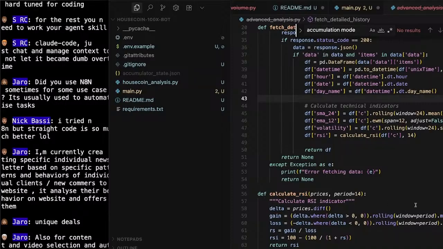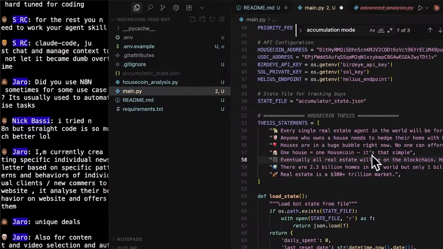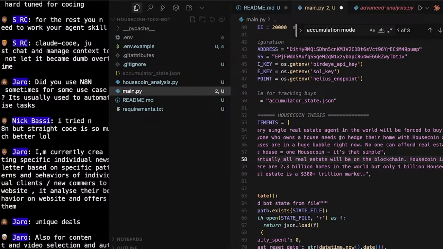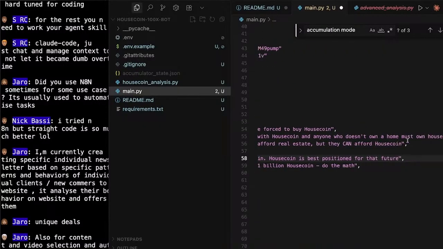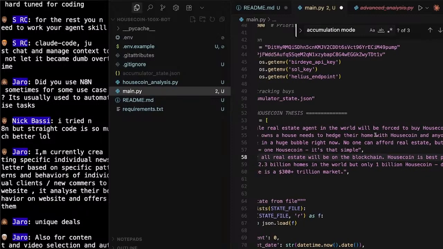Based on what did I buy house coin? I've told you that like 12 times today, but I'll go ahead and read a couple of my thesis statements here. I believe that every single real estate agent in the world will be forced to buy house coin. Anybody that's in real estate, mortgage brokers, etc., they'll be forced to buy it. Anyone who owns a home, this was my use case. I own a home and I'm hedging my house with house coin, because in the small chance that it does become the technology or the meme coin of real estate, I feel like I own too much equity.